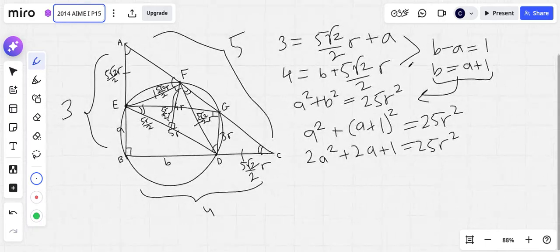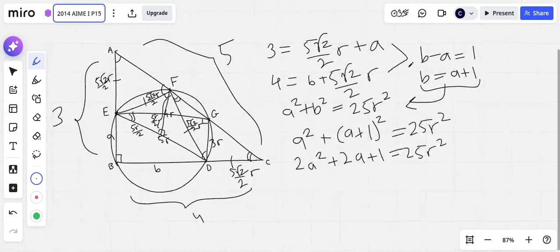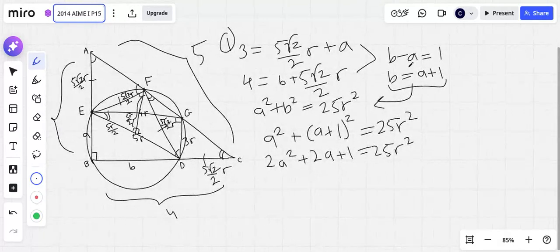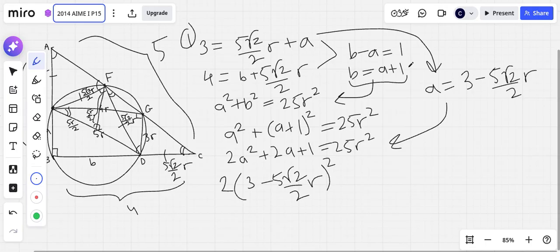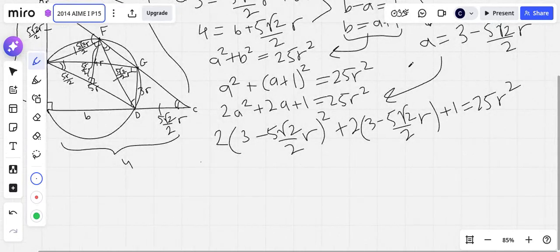Finally, I need to get this equation in terms of only r. So I'm going to take my first equation again and write a in terms of r. This gives me a equals 3 minus 5 square root of 2 over 2 r. And now I can plug this in here. This gives me 2 times (3 minus 5 square root of 2 over 2 r) squared plus 2 times (3 minus 5 square root of 2 over 2 r) plus 1 equals 25r squared. And we'll just keep expanding this.